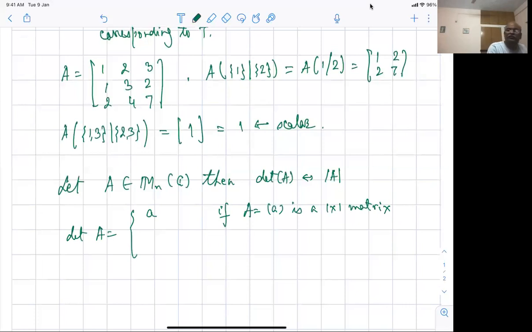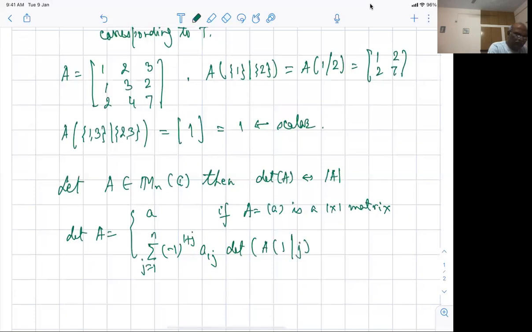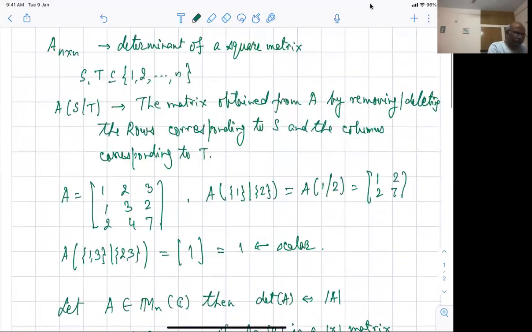Otherwise, we'll do it in terms of the first row, and afterwards you can prove in the general setup that it is the same. It is the sum over j equal to 1 to n of minus 1 to the power 1 plus j, a1j, into the determinant of the matrix from A with the first row and the jth column removed. This is the otherwise case. So if A is not 1 cross 1, then we sequentially do it. We expand it on the first row, then second row, and so on. Let's take an example to understand it better.